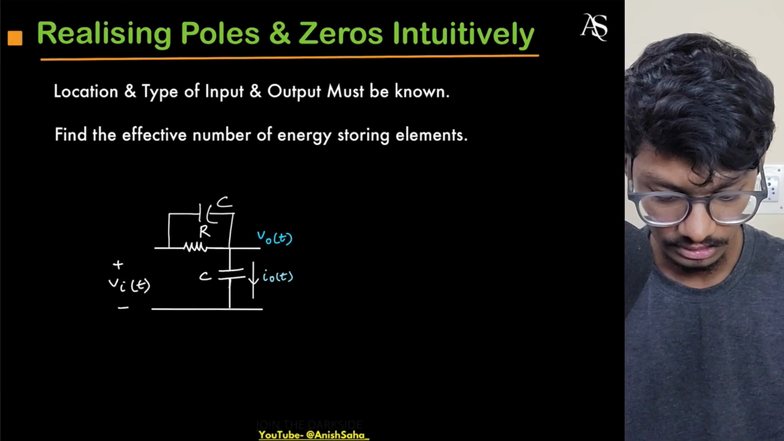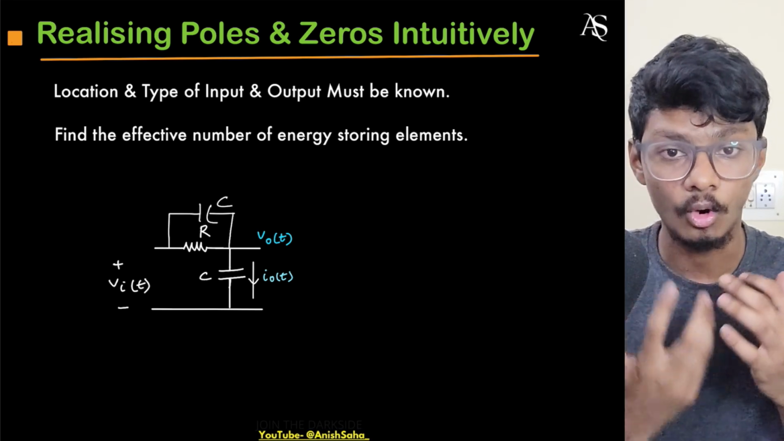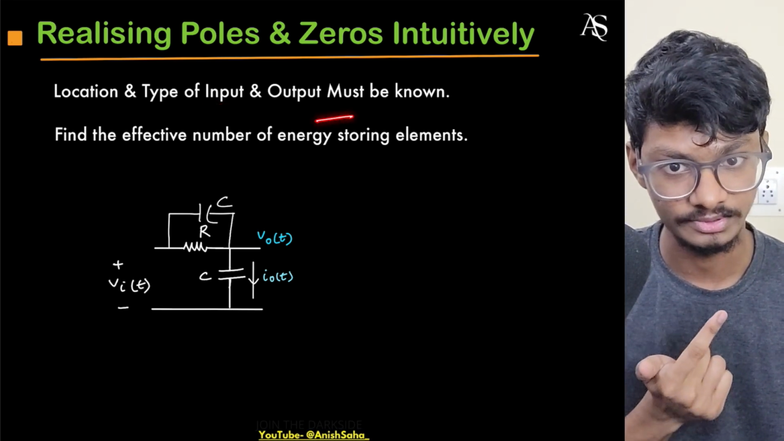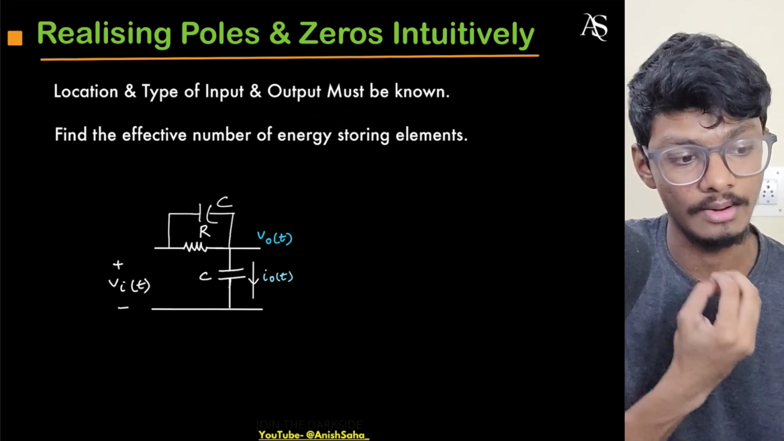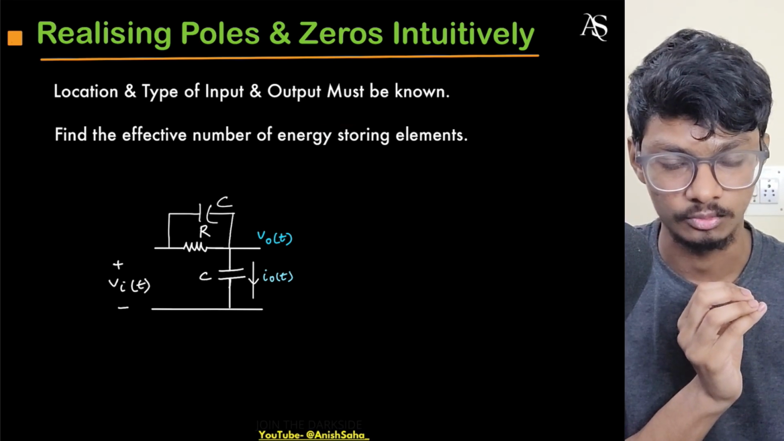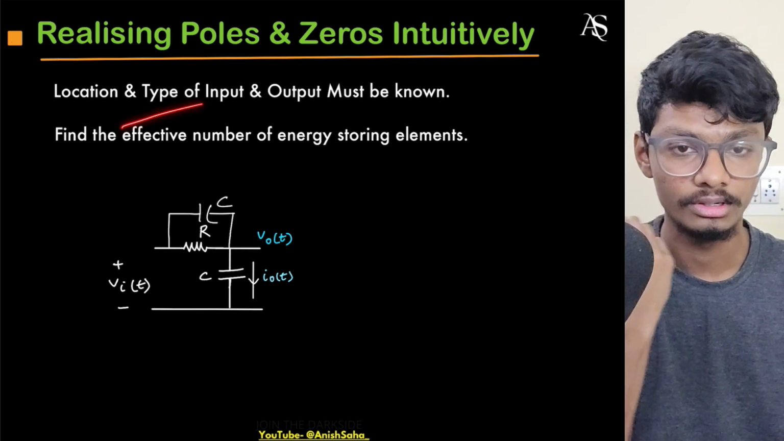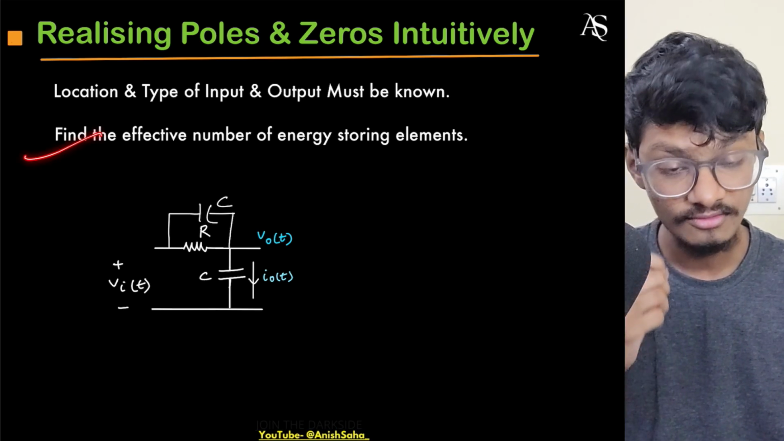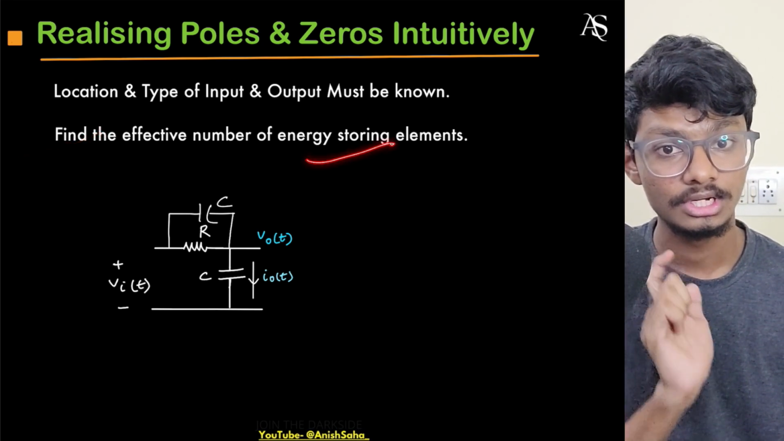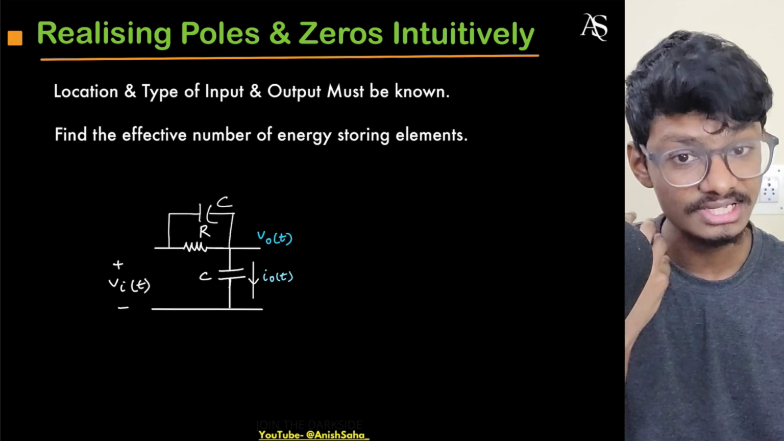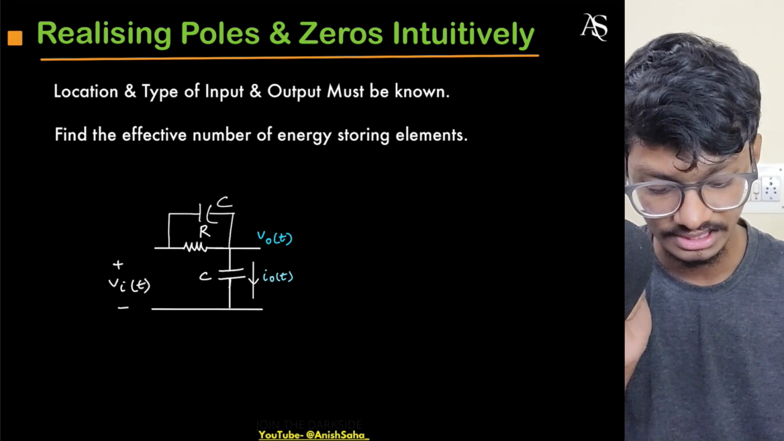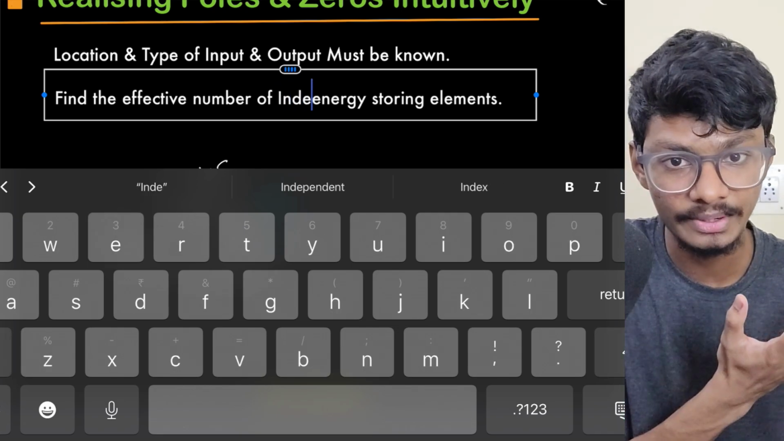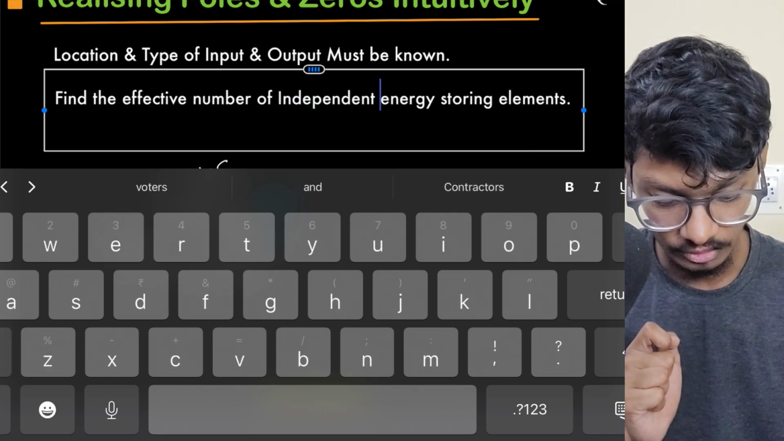I have written something over here. For computing the poles and zeros or the orders of a circuit, you have to understand that the type of the input and the location of the input and the output must be known. Type means whether I'm taking voltage as output or current as output. Location means where my output is present, in the capacitor or the resistor, all those things. And then find the effective number of energy storing elements. Also, I will tell you exactly what energy storing means, what exactly effective number of independent energy storing elements means, and how you identify whether they are independent or dependent. I will tell you the meaning of that as well.